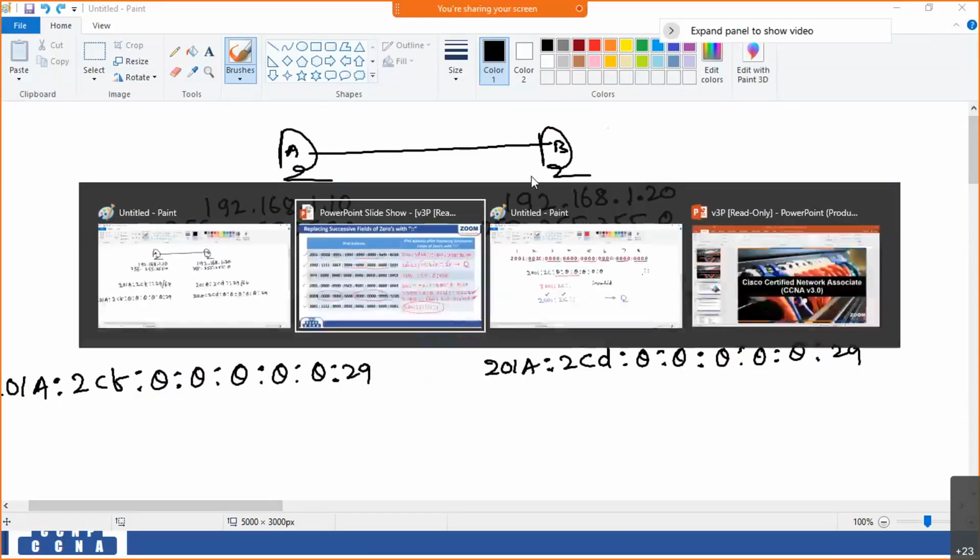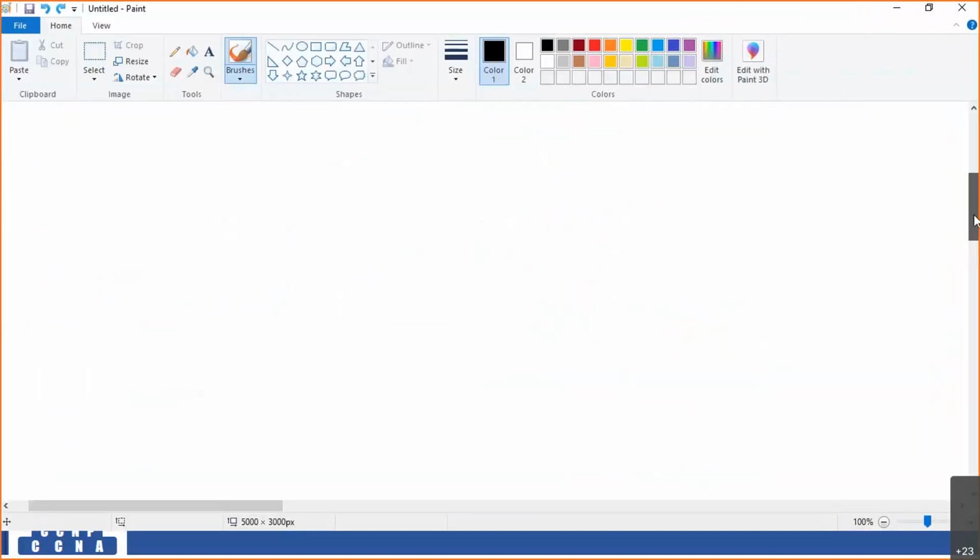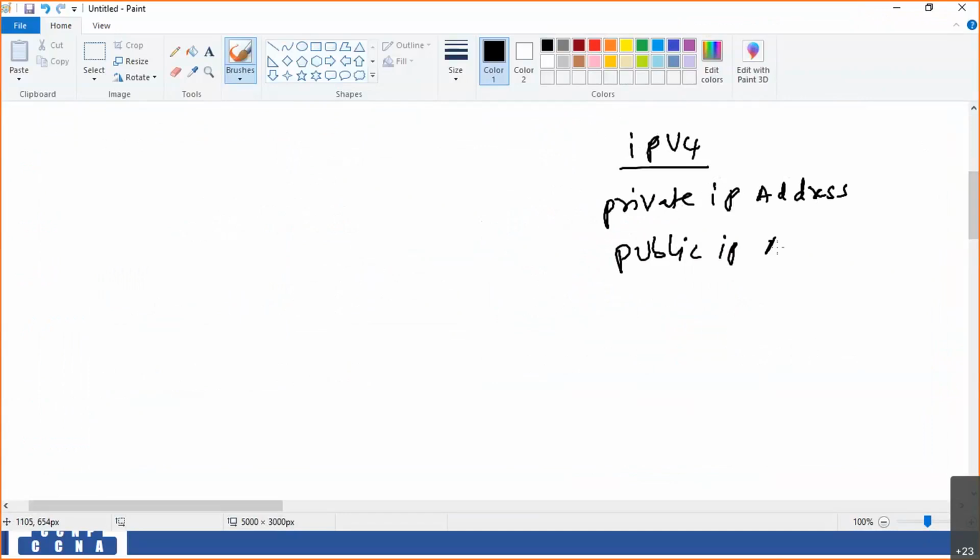Any more doubts? In IPv4, what special IPv4 addresses do we have? 0.0.0.0 and 127.0.0.0. Private IP address is there, right? And public IP address will be there. Global ID we have. Loopback ID we have, yes. Broadcast ID, network ID.